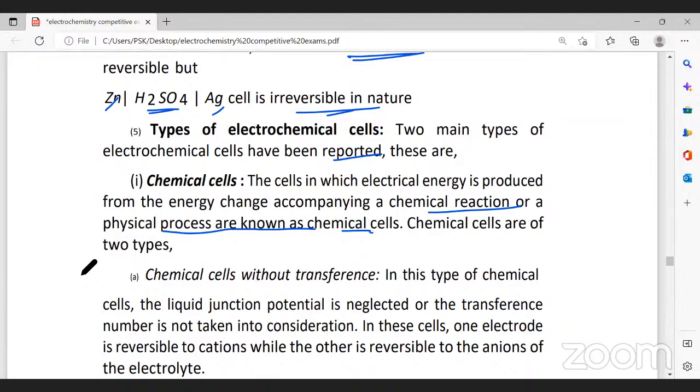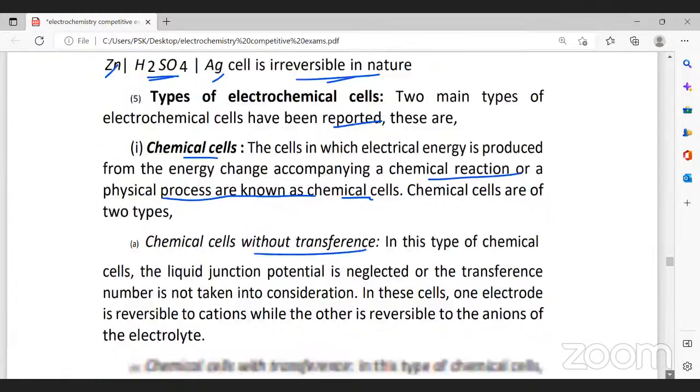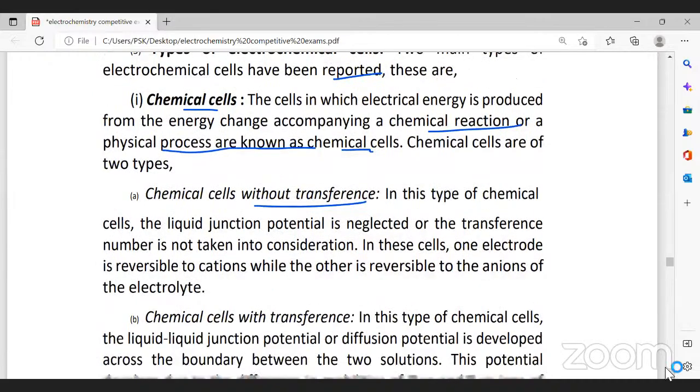Our mobile battery is a chemical cell. Lithium-ion battery: lithium undergoes a chemical reaction and electricity is produced. Therefore, it's an example of a chemical cell. Now, the two types of chemical cell: chemical cell without transference, and with transference.